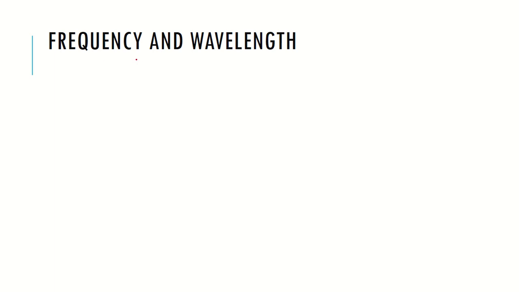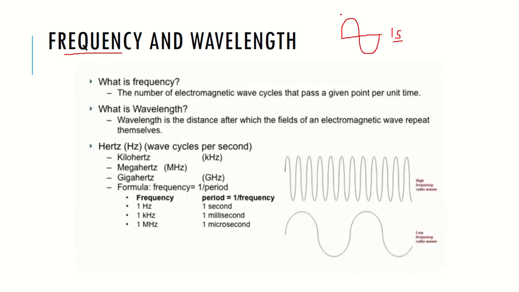The next one is about frequency and wavelength. I guess we are very familiar with the definition of frequency. What do you mean by frequency? In a time duration of 1 second, how many cycles are present? That is what we call the term frequency. Here there is one full cycle in a duration of 1 second, which means the frequency of this is 1 hertz. To define frequency: the number of electromagnetic wave cycles that pass per unit time. The number of cycles present in a duration of 1 second is what we define to be frequency.